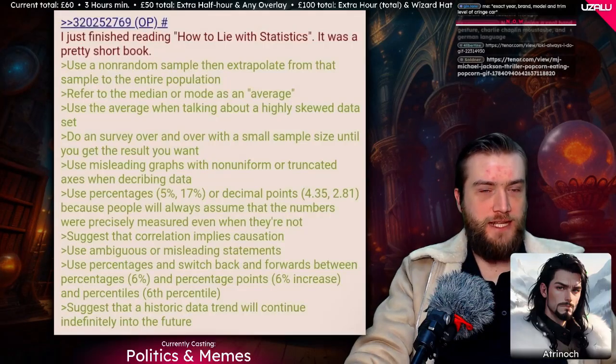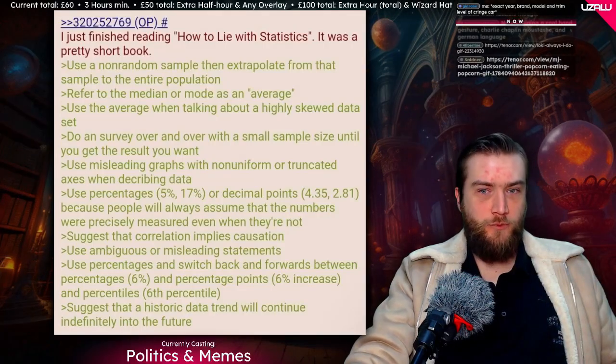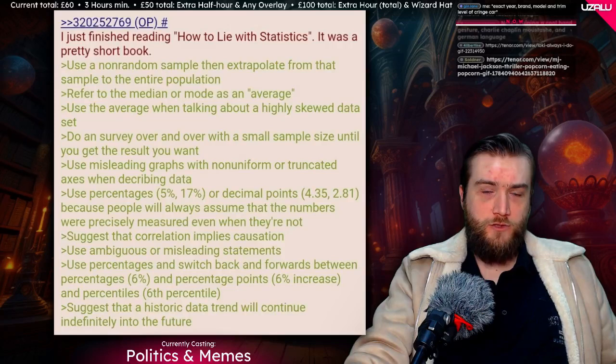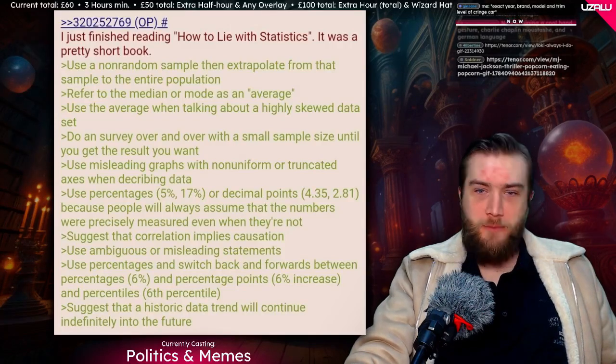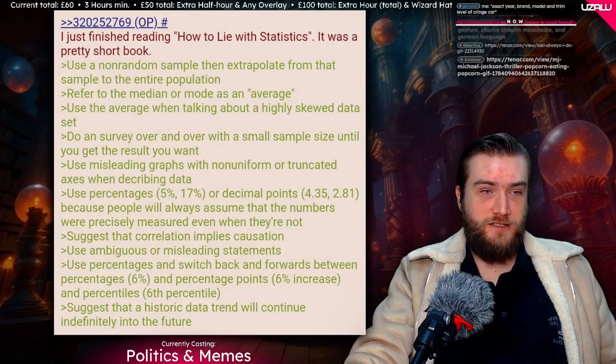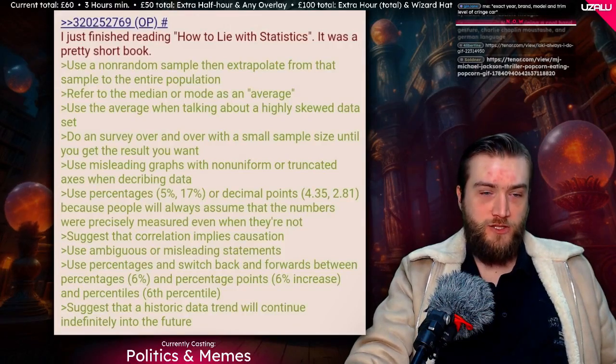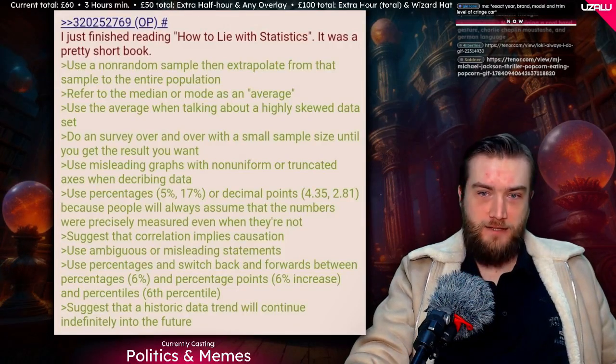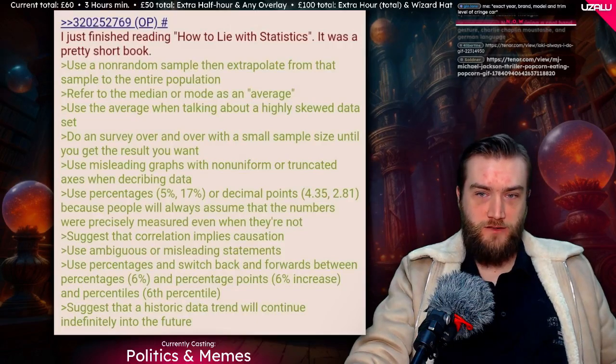He says, I just finished reading How to Lie with Statistics. It was a pretty short book. I just wanted to read this out so maybe you guys would remember a couple of them and notice them if you see them. But this is a list of ways to lie with statistics. And our opponents have probably used all of these many times over the last few years, and you could identify times that they've used each one.